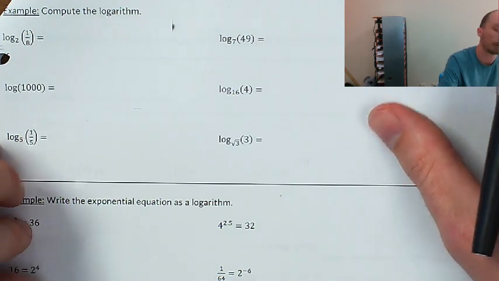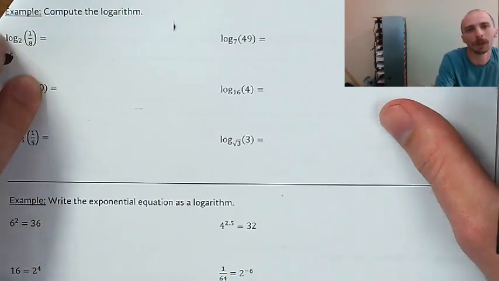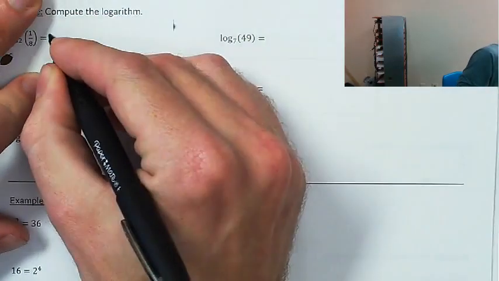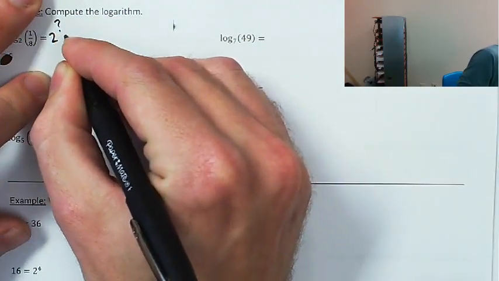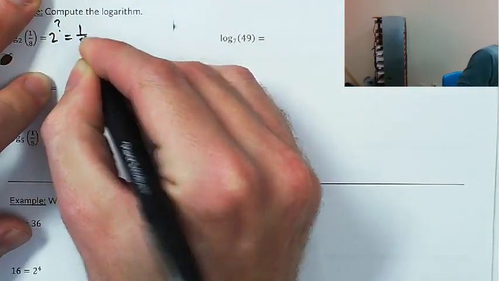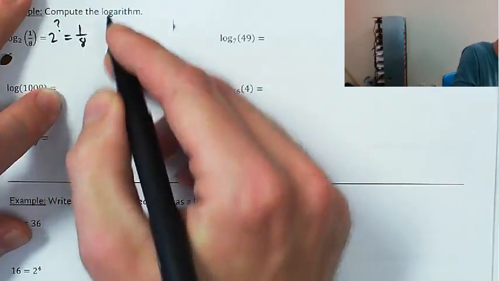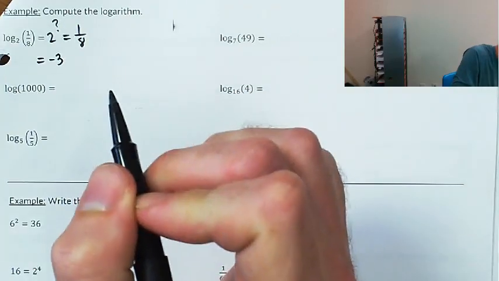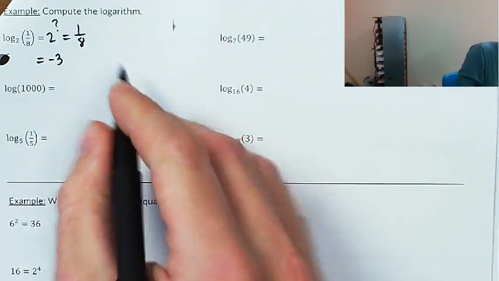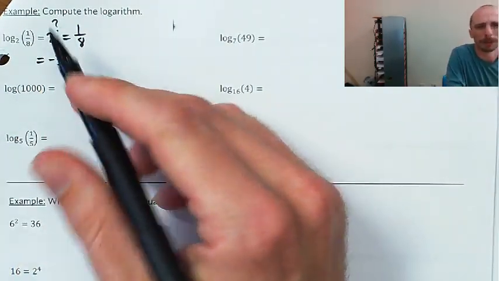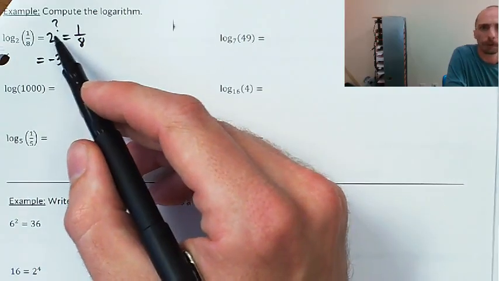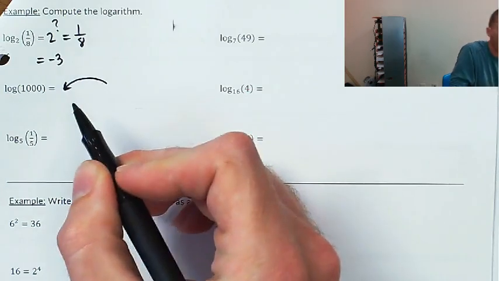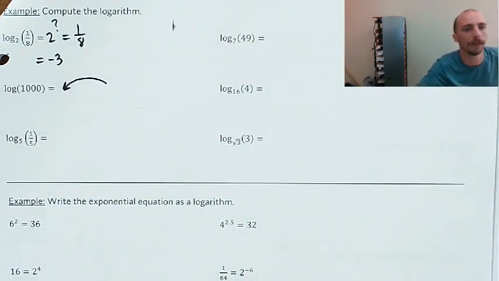All right, so I'm going to set up, I'm not going to call it an equation, right? We'll solve these equations a different day. 2 to the what power equals 1 over 8? Okay, 8 is 2 to the third, so this will be negative third. The negative third power. I'm going to put a little arrow because I wouldn't want anybody to think that this is equal to 2 or something like that. For log of 1,000, wait a second, this doesn't have a base on there.